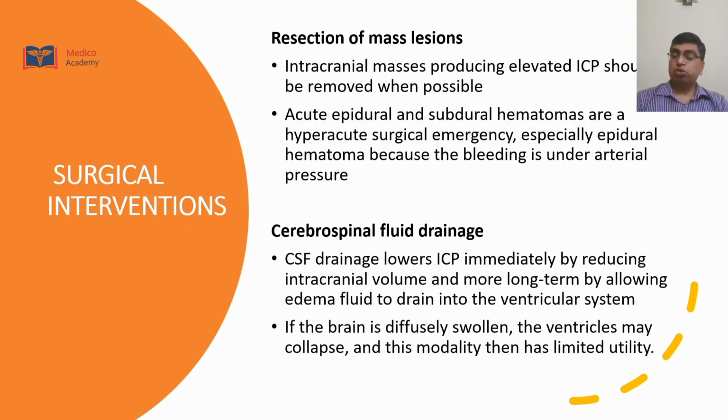CSF drainage also lowers ICP because it reduces the intracranial volume, and it is done with the help of a ventriculoperitoneal shunt, which is the most commonly done procedure. If the brain is diffusely swollen, the ventricles may collapse, and in those cases this modality has limited utility.